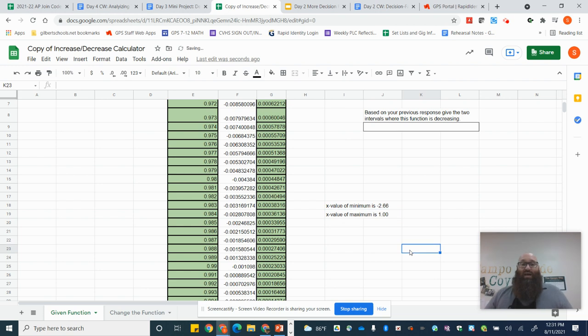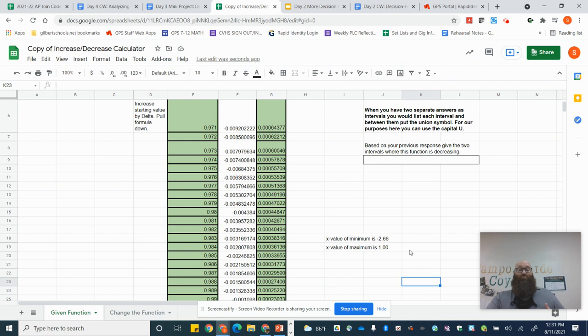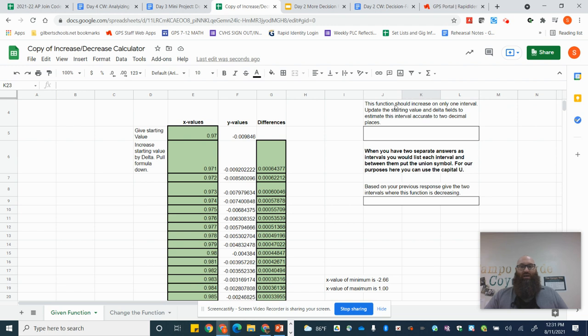Now, what we'll be asked to do here as we work through some of these problems today is we're going to be asked to describe some intervals where the function is behaving a certain way. So here, if you look, this second question here says the function increases on only one interval. So update the starting value in data field, so is exactly what we were doing, to estimate the interval to 2 decimal places. So notice we just found that the minimum is at negative 2.66, the maximum is at 1.00.